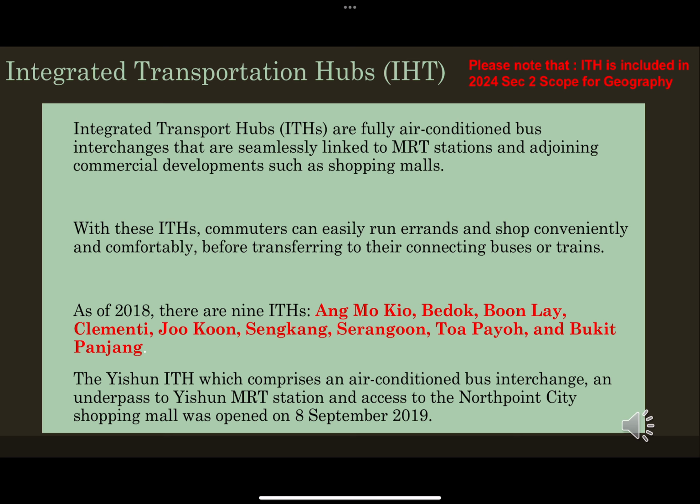What are integrated transport hubs? I'm sure most of you have been to one or many in the course of your commuting. Integrated Transport Hubs, ITH, are fully air-conditioned bus interchanges that are seamlessly linked to MRT stations and adjoining commercial developments such as shopping malls. With these ITHs, commuters can easily run errands and shop conveniently and comfortably before transferring to their connecting buses or trains.